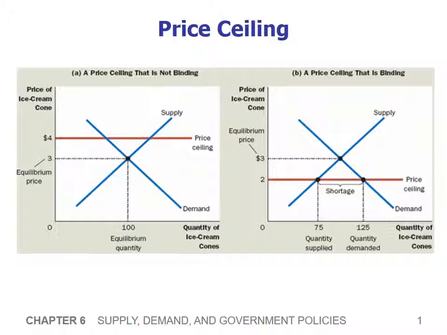In a free market economy, if the price was $2, there would be a shortage. The result of a shortage would imply that the prices will start rising and the equilibrium will be restored to $3. But here, government is preventing the prices from going beyond $2. At $2, we have 125 units of ice cream demanded and 75 units of ice cream supplied, resulting in a shortage of 50 units of ice cream.